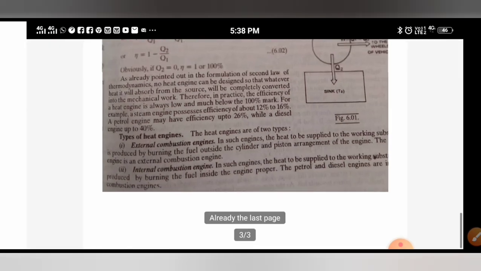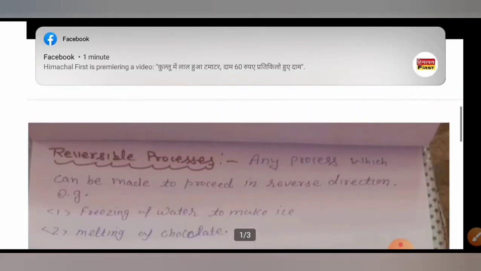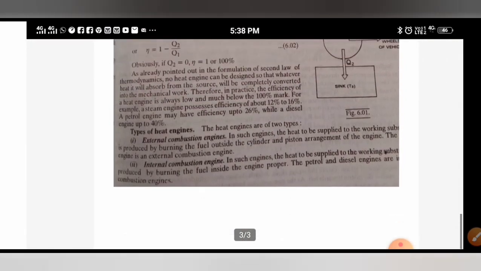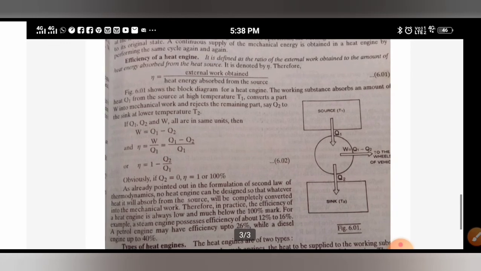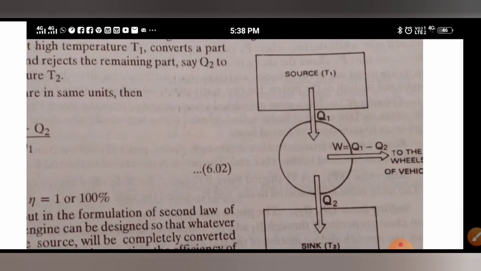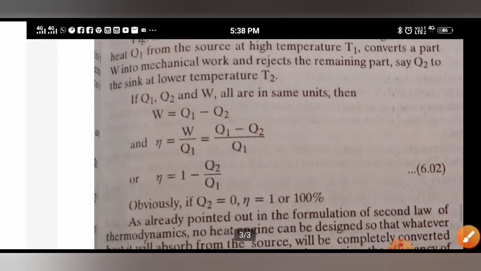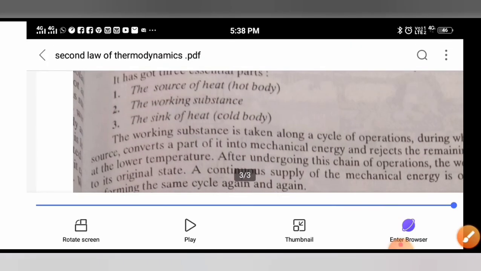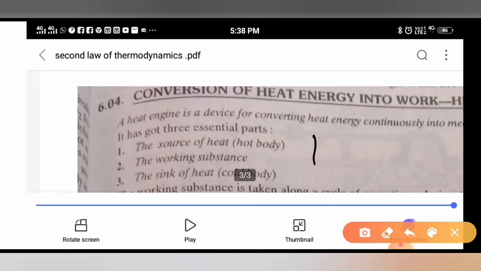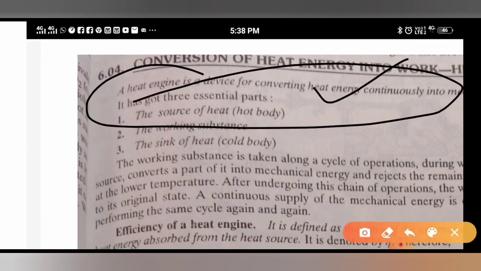Mainly, the question which is asked in the exam, I am telling you, is always: what do you mean by heat engine? Calculate the expression for its efficiency by drawing a proper diagram. So this is the diagram which you need to draw. Students, this is the diagram which you need to draw. And second thing, this is the efficiency which you need to write. And third thing, this is the definition of heat engine which you need to write.